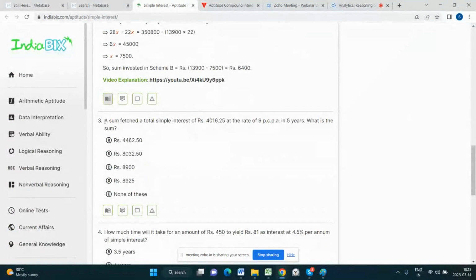A sum fetched a total simple interest of 4,016.25 at the rate of 9% per annum. Someone deposits some money, and at 9% per annum for 5 years, after these 5 years they have received 4,016.25 rupees as simple interest. What is the money they deposited? Can somebody tell me this?